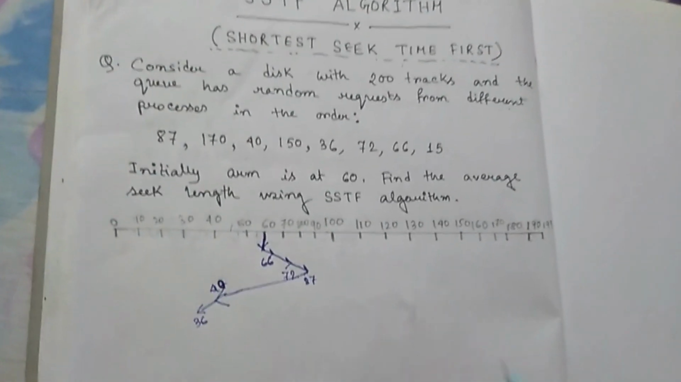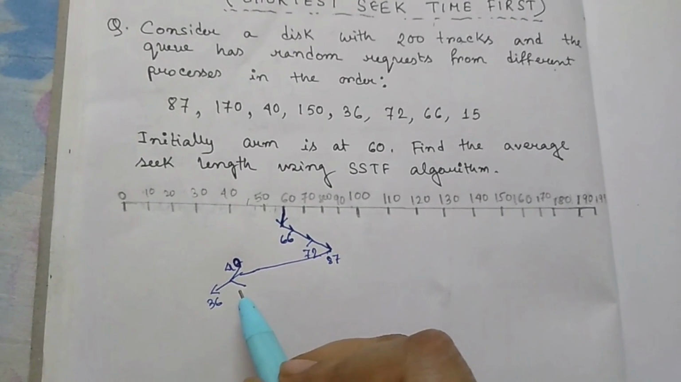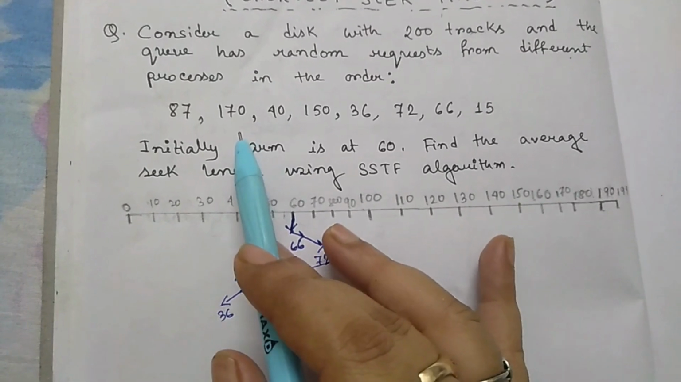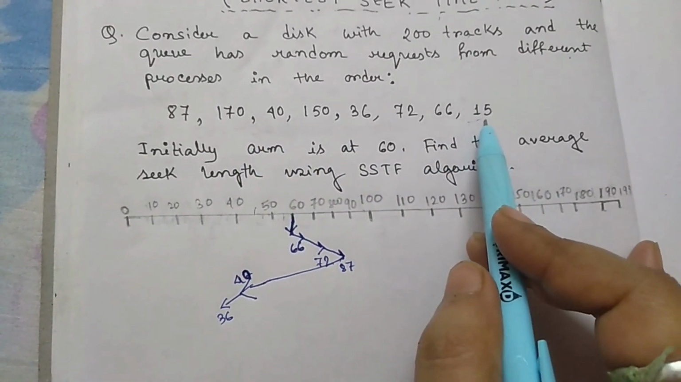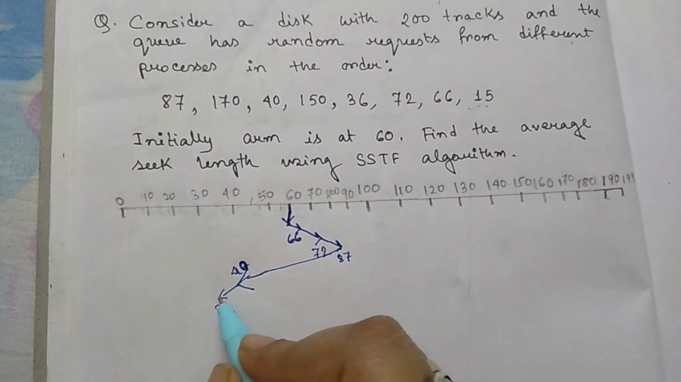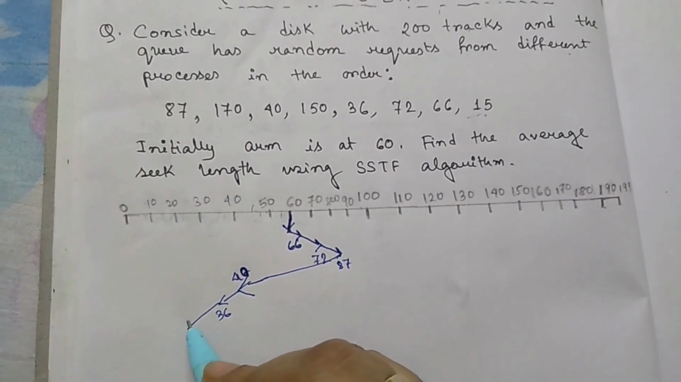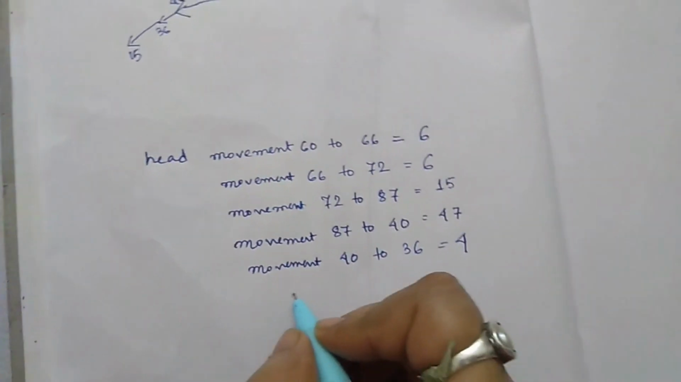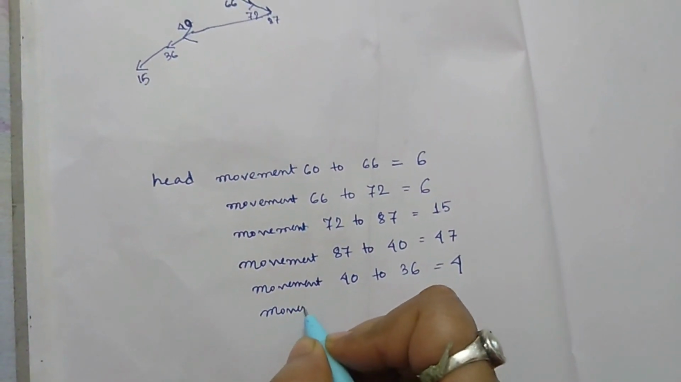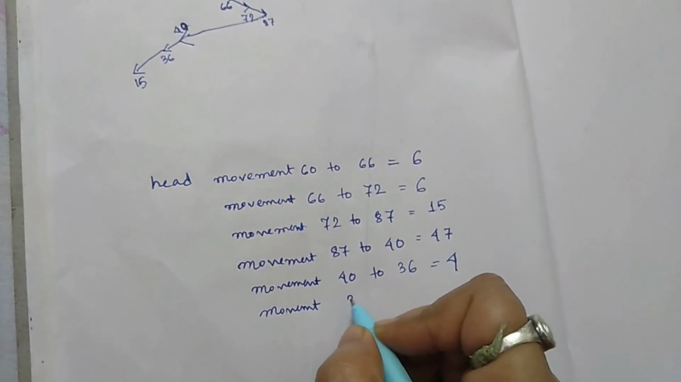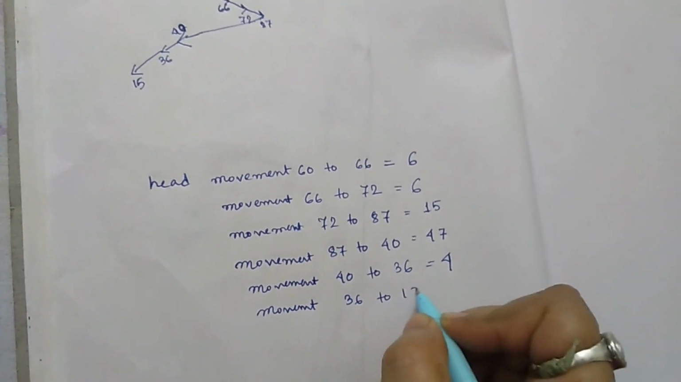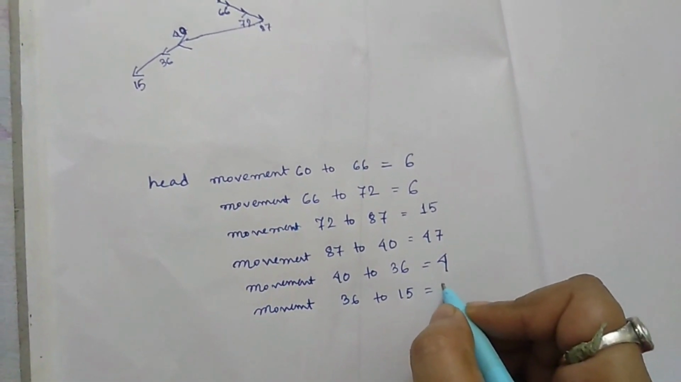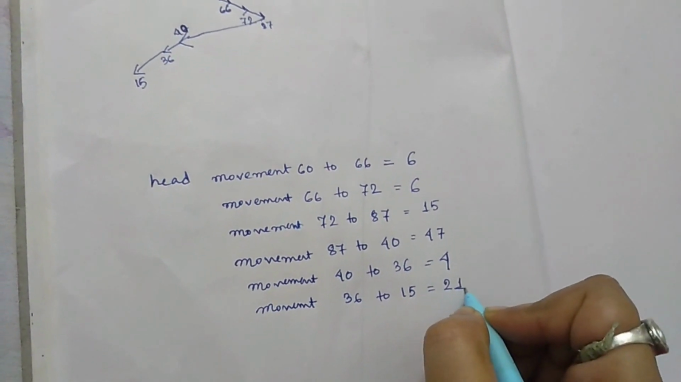Next we consider the next nearest job of 36. So in this queue, we find that the next nearest job of 36 is 15. So we draw the movement, that is 15. Again we calculate the movement, that is 36 to 15. The gap is 21.